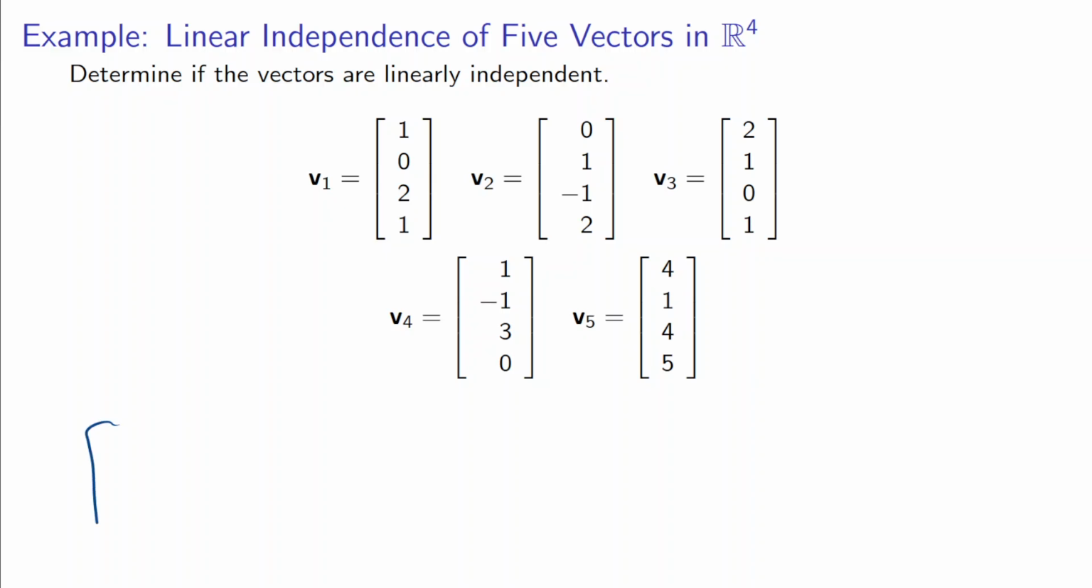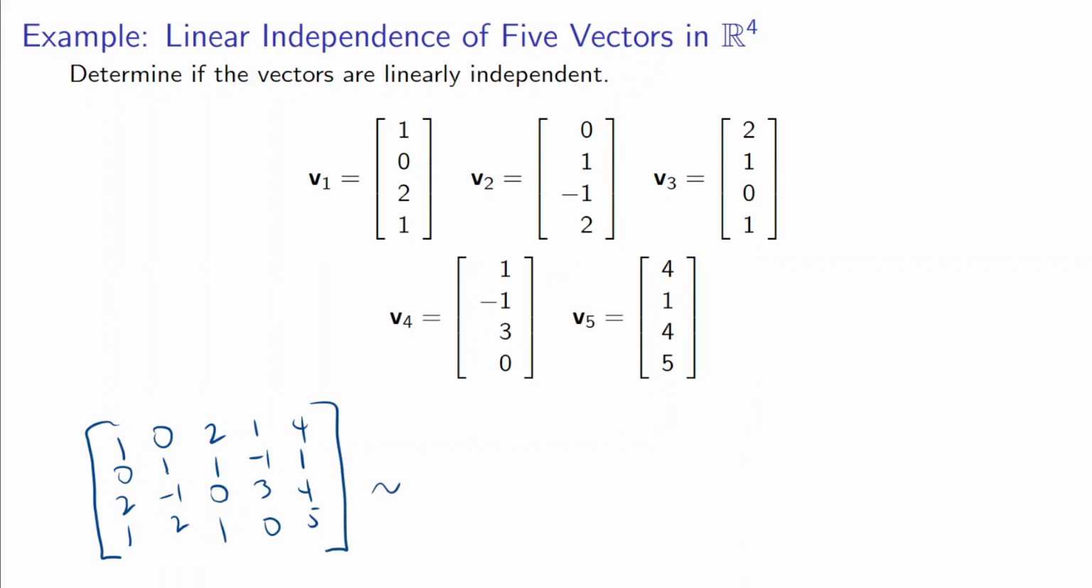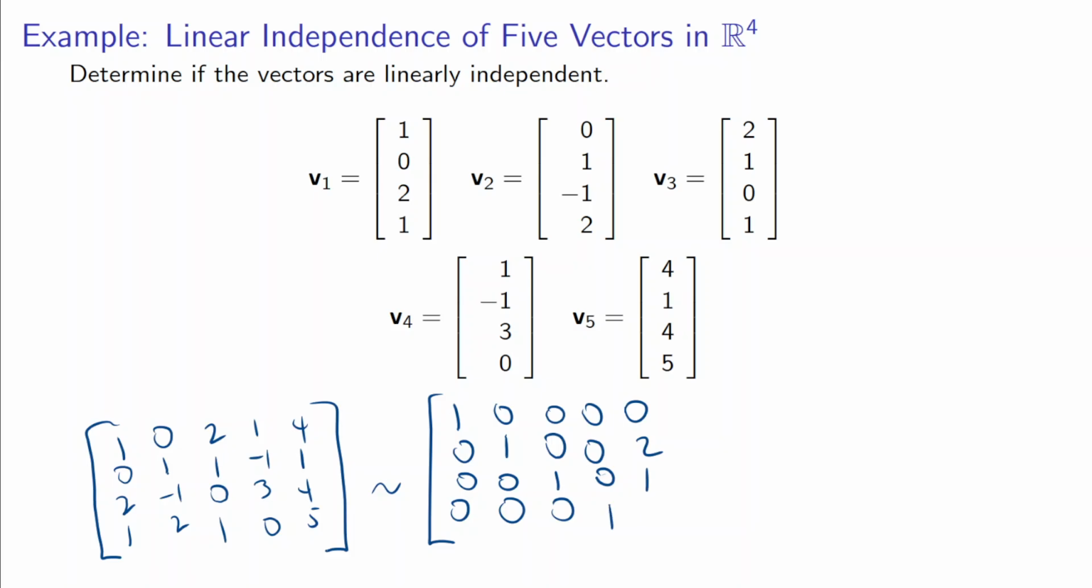We've got now 5 vectors in R4. We'll set up that matrix again and look at the reduced row echelon form of this matrix. It's now a 4 by 5 matrix, and this reduces to 0, 1, 0, 0, 2, 0, 0, 1, 0, 1, and 0, 0, 0, 1, 2. And we only have 4 pivots. And so we have a column without a pivot.